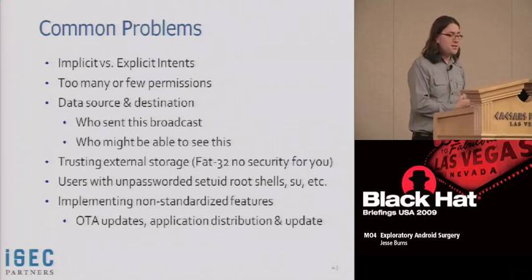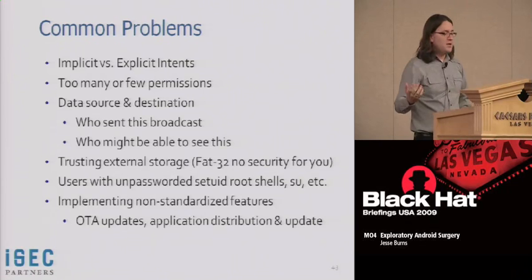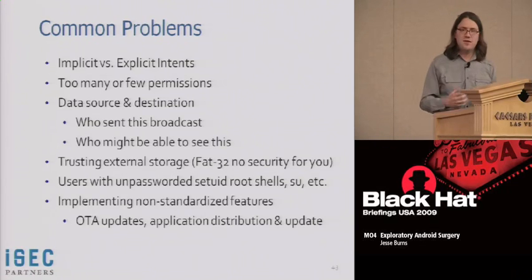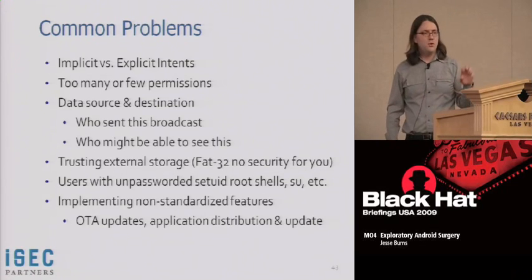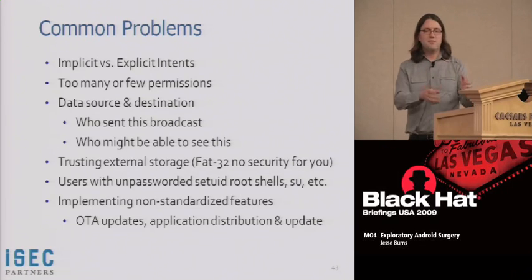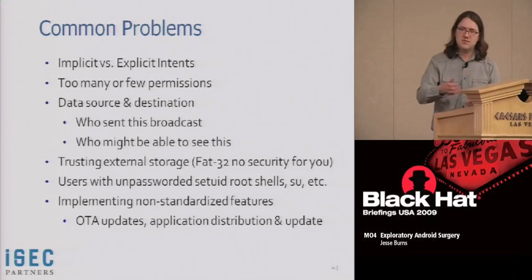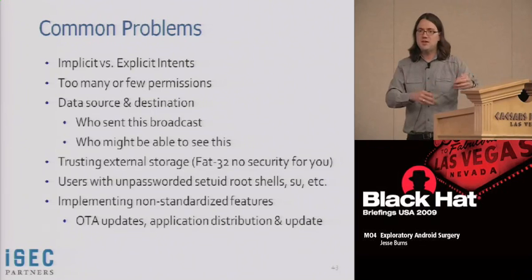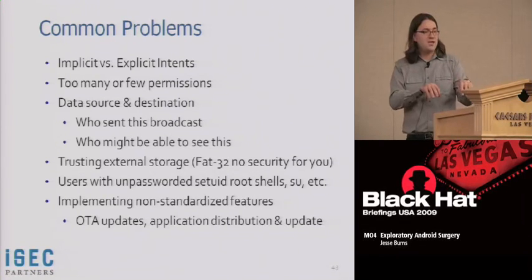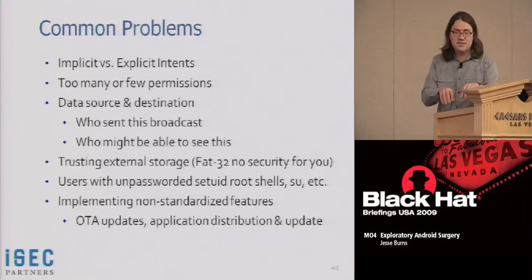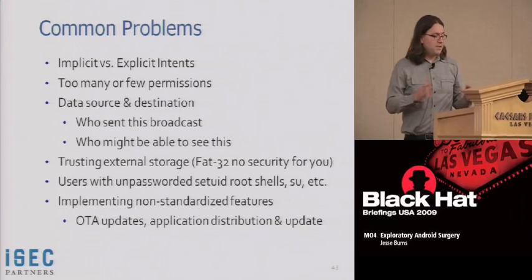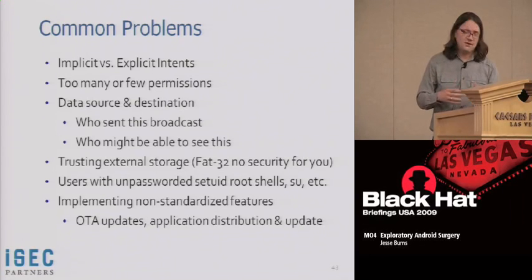Data sources and destinations. When you look at code a lot of the time, you see people who are receiving information and they need to make sure that they know who the sender is, and people who are sending information and they need to make sure that they know who the receiver is. Usually you use permissions for this. Occasionally you might want to use package names or explicit intents in order to do that. But permissions are really the right way to do that.